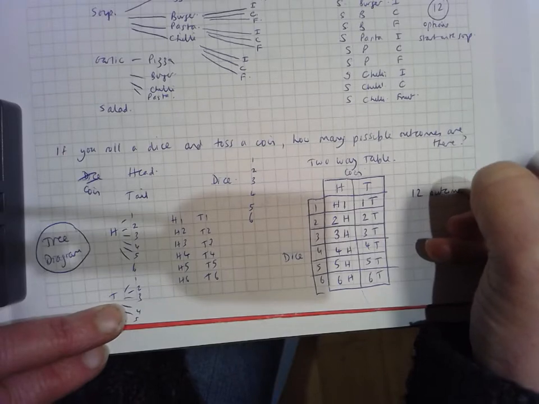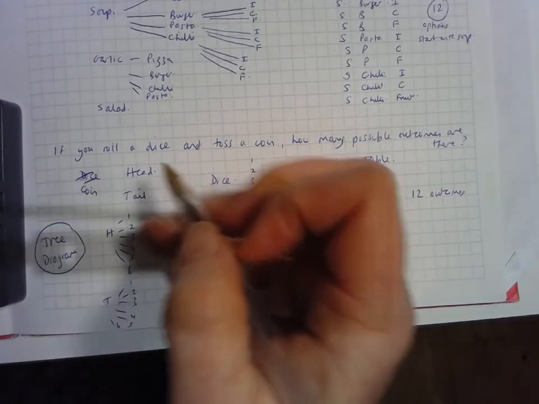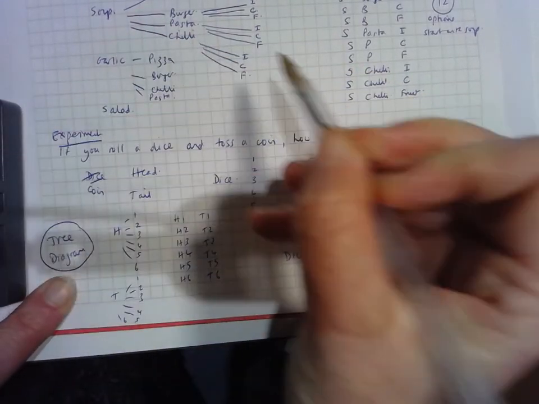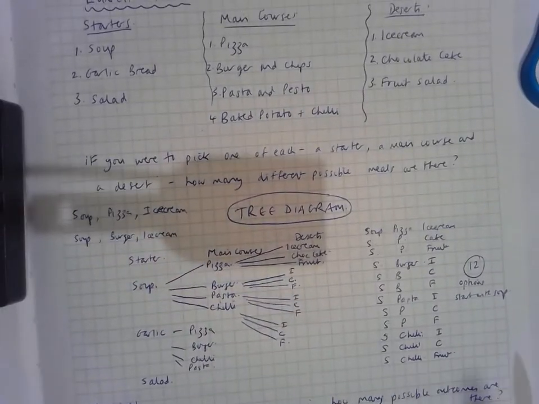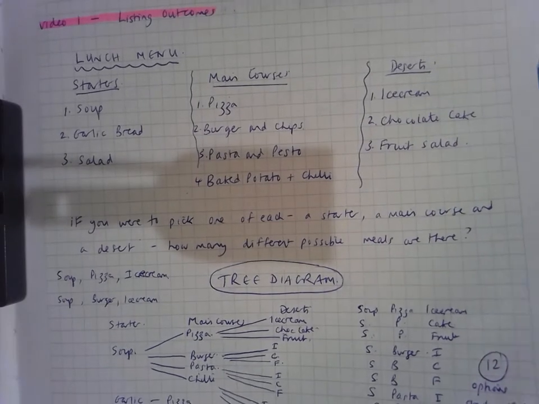When we toss a coin and roll a dice, that's called an experiment. So this is an experiment, as is choosing a menu. That's an experiment. A trial is a word that's used to describe when we do one of those experiments.